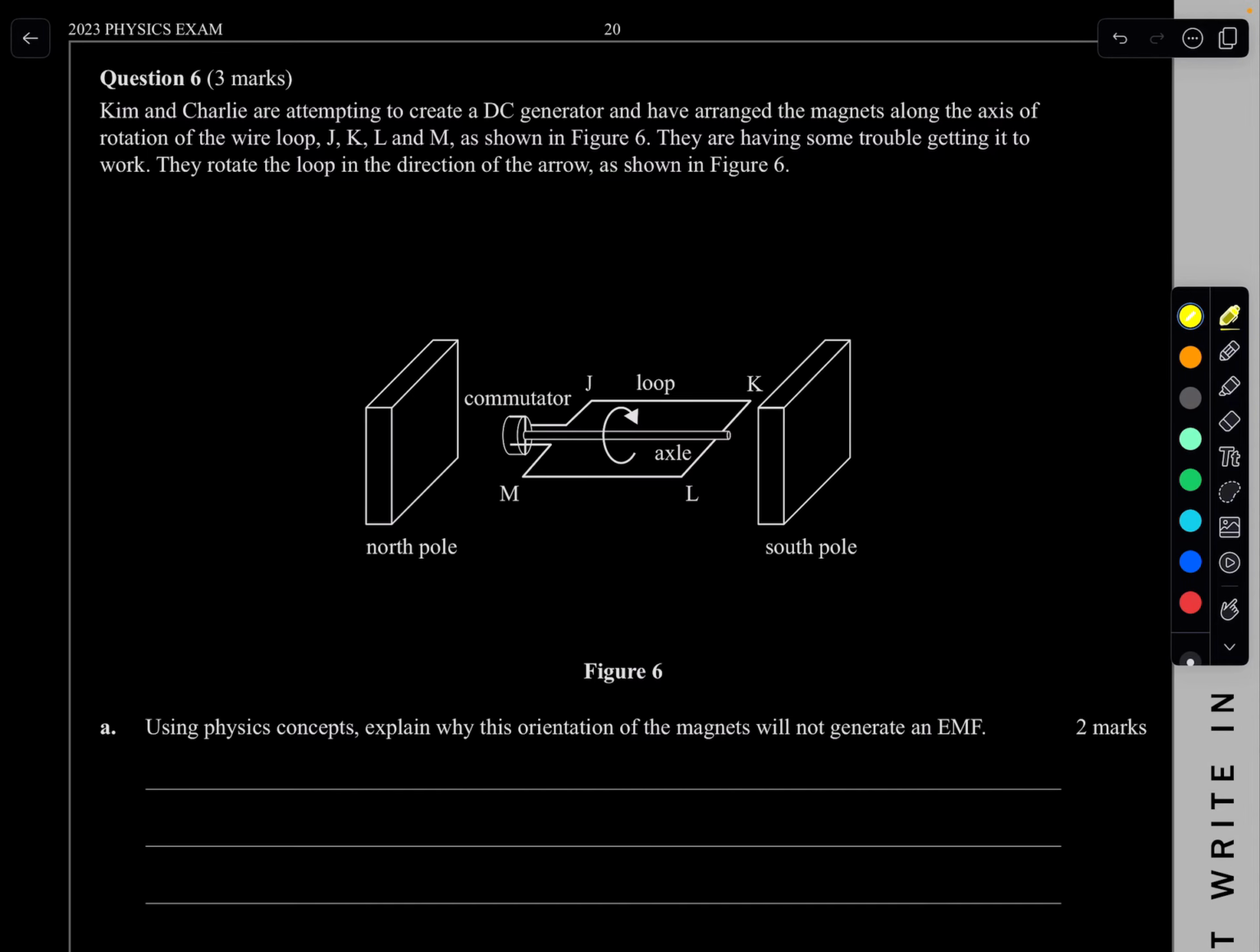axis, rotation of the wire loop JKL and M as shown in figure 6. They are having some trouble getting it to work. They rotate the loop in the direction of the arrow as shown in figure 6.